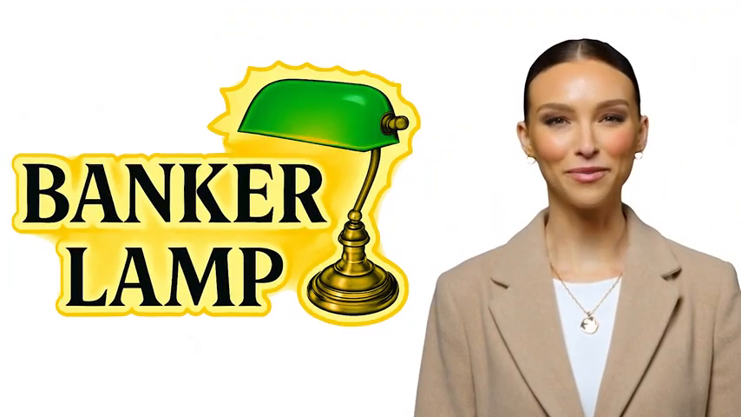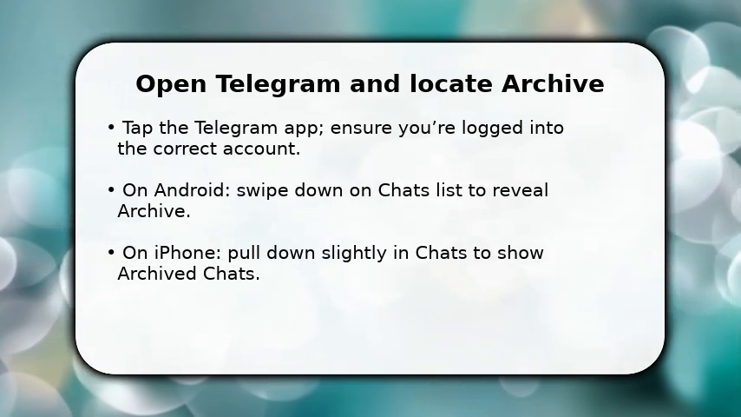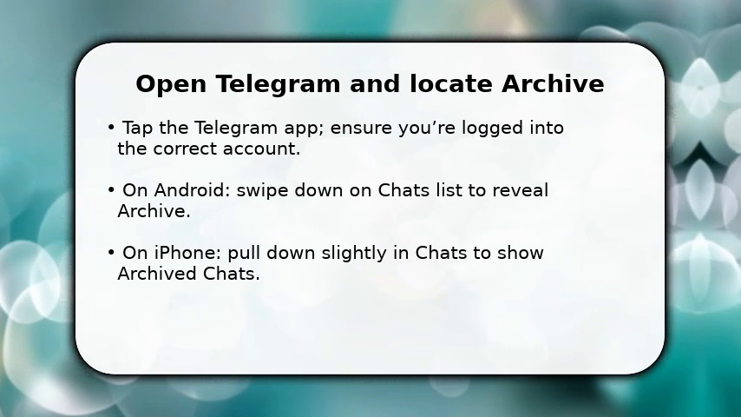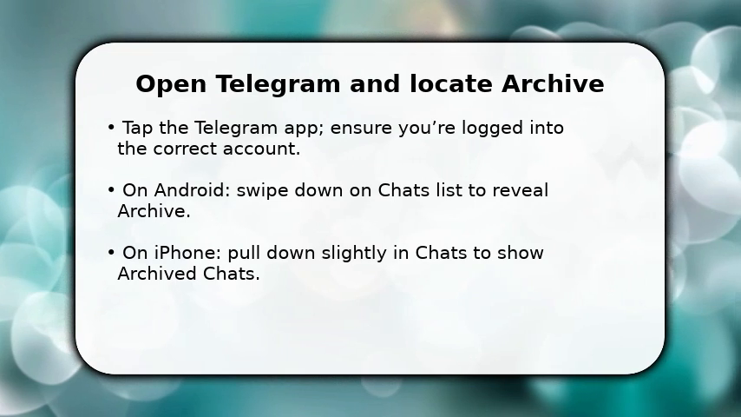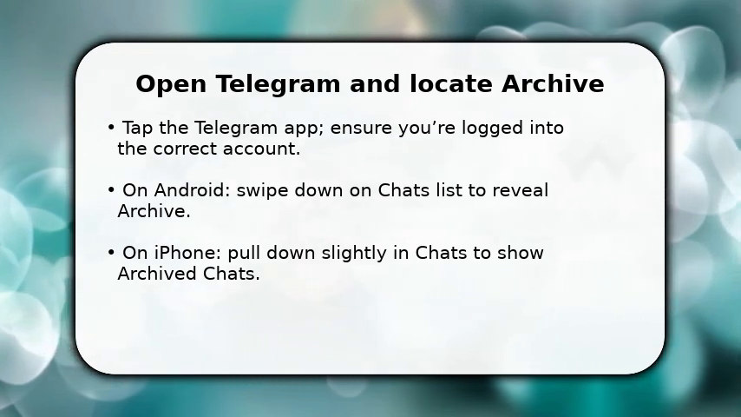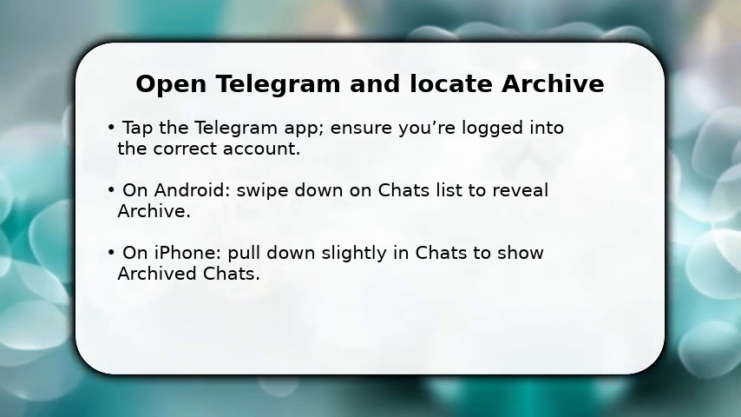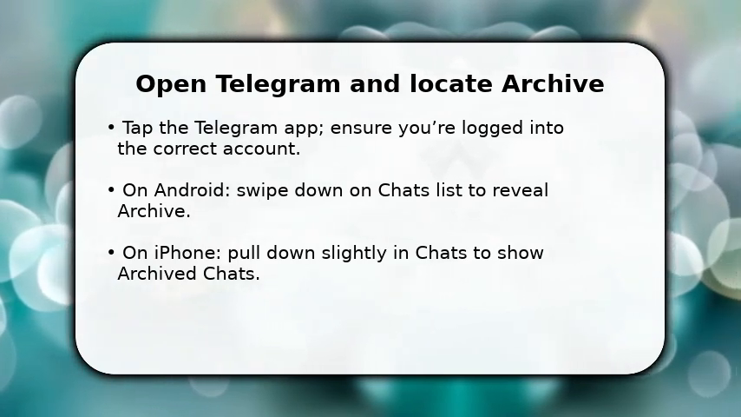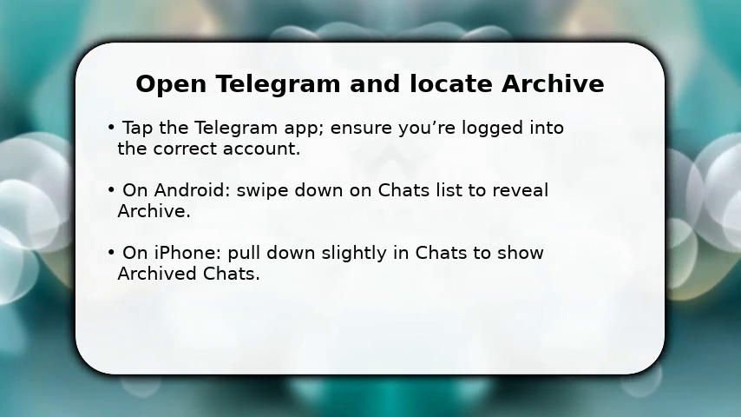Please enjoy the video. You'll start by opening Telegram and confirming you're in the right account. Once inside Chats, swipe down on the chat list. This reveals the Archive Chats bar. On Android, the archive appears as a separate section at the top, and on iPhone, you pull down slightly to expose it. Make sure your app is updated so the gesture works. These first steps get you into the archive area, where hidden or muted conversations live, ready for the next actions.